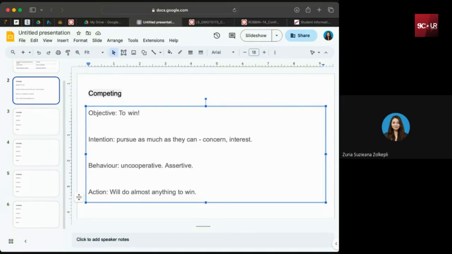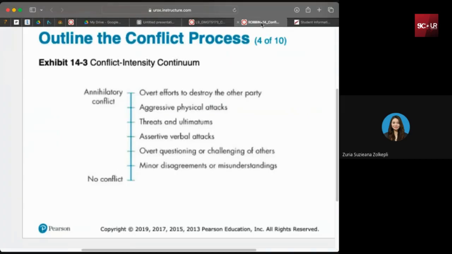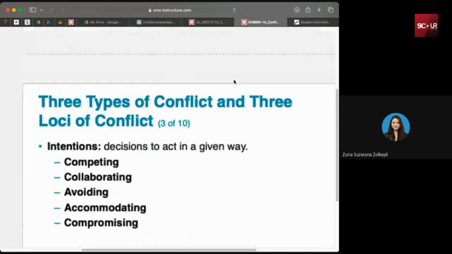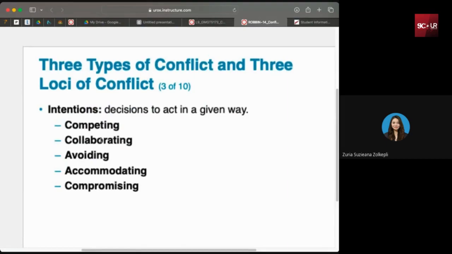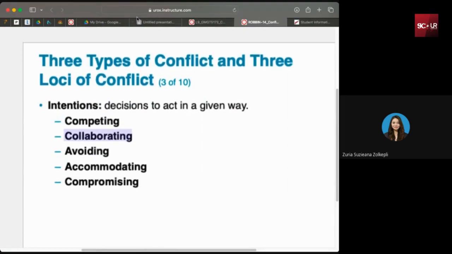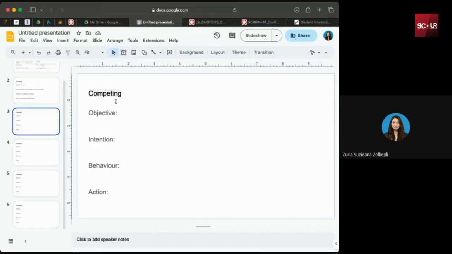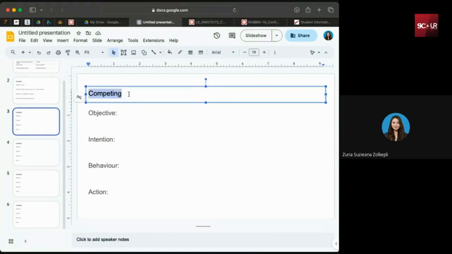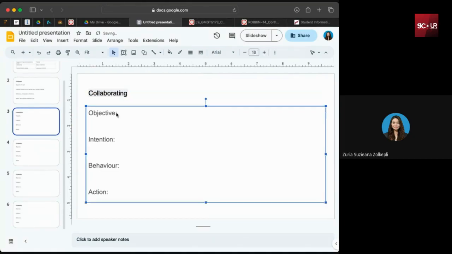Okay, so this one is competing. If some people are competing, this is the intention. Next is collaborating. Okay, so now it sounds good already, right? Now sounds good. We can see that collaborate. I like that word. Means that we try to collaborate. So the objective here is in terms of collaborating.